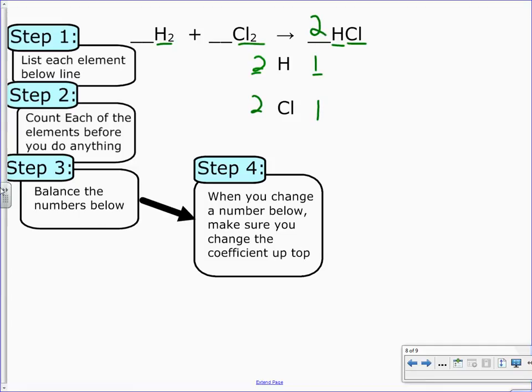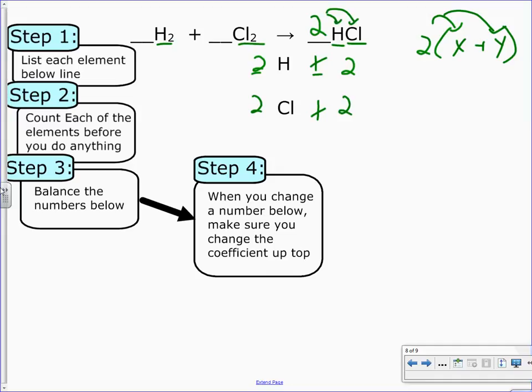And what you need to do according to step 4 is you need to update all of your numbers. So we now don't have 1 anymore, we have 2. And this 2 here, this coefficient, it's kind of like in math class where you have, say, x plus y. This 2 would distribute in. So this 2 doesn't just affect the hydrogen, but it also affects the chlorine.